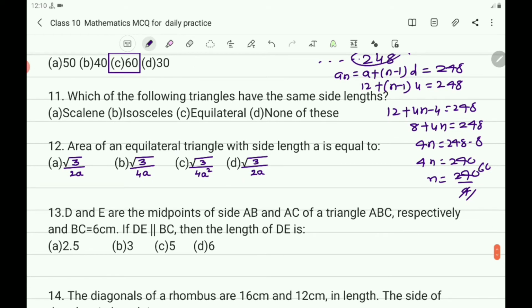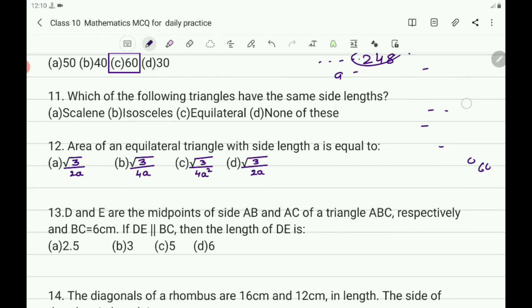Next, let us take the 11th question. The 11th question is, which of the following triangles has all sides of the same length? Scalene, isosceles, equilateral, none of these. In scalene, all sides are of different length. In isosceles, only two sides are of the same length. And you know that in an equilateral triangle, all sides are of the same length. So what is the answer here? Option C, equilateral triangle.